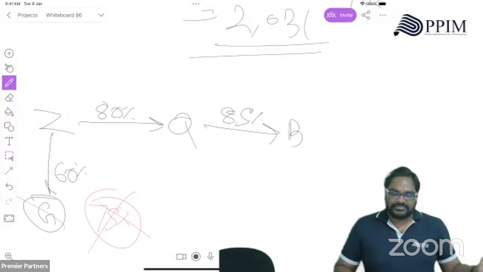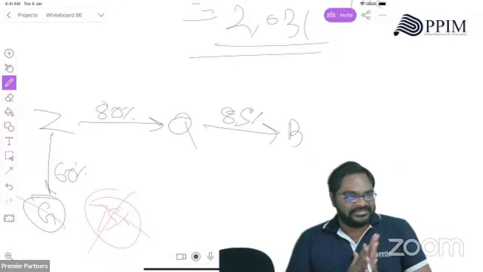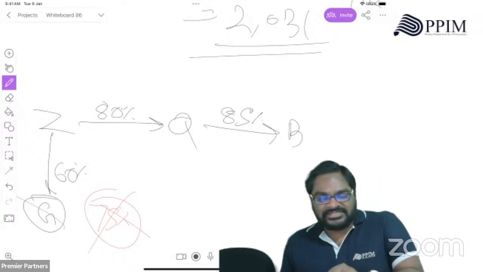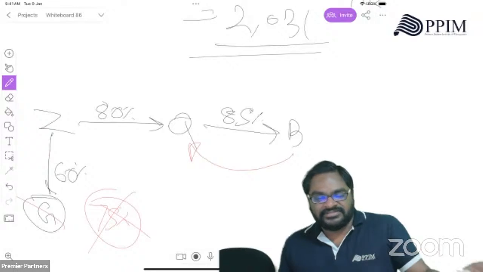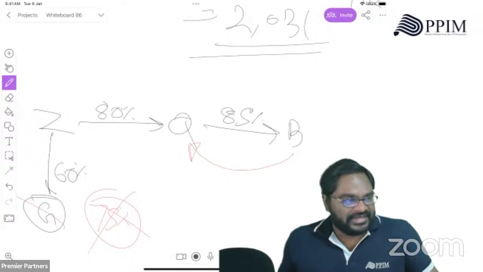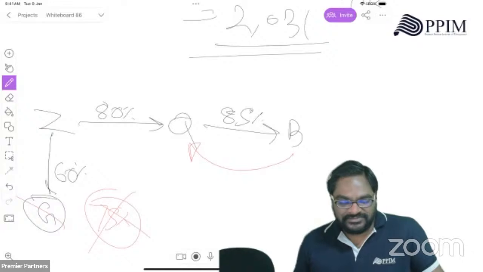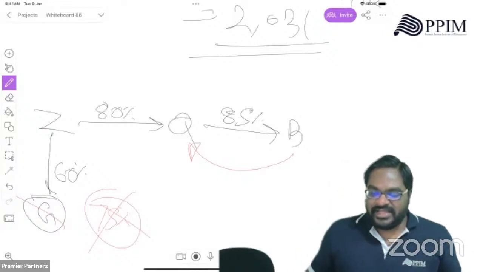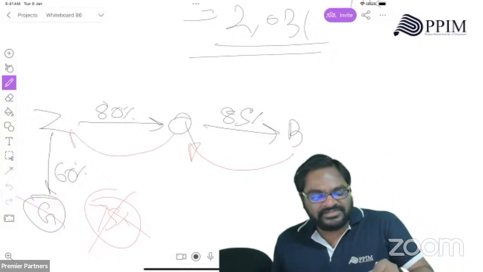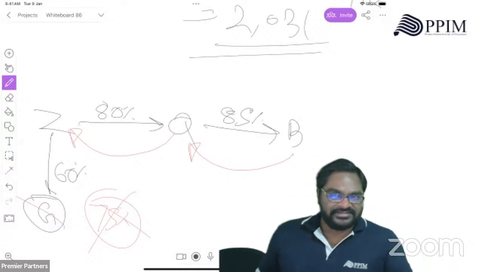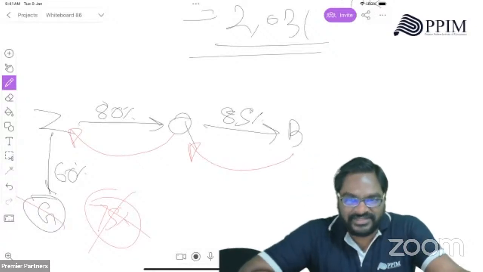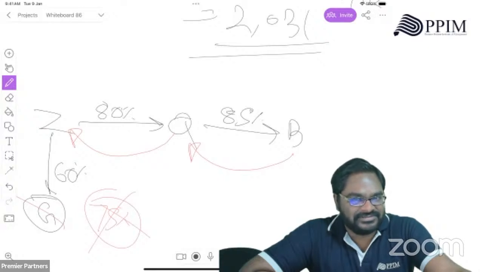Then B. Q owns 85% of B, right? Agree? And Q is owned 80% by Z. That also we agree. If so, what will happen? Can they become part of the chargeable gain group? Can. Group relief group? Both. How?